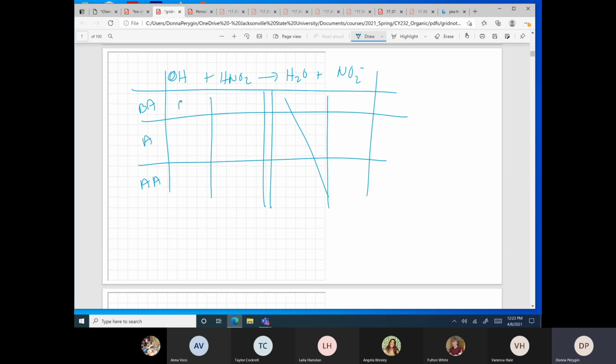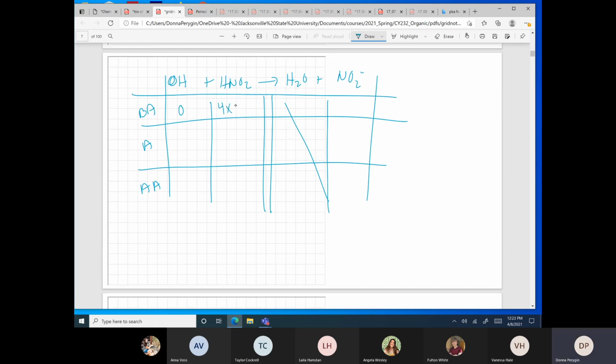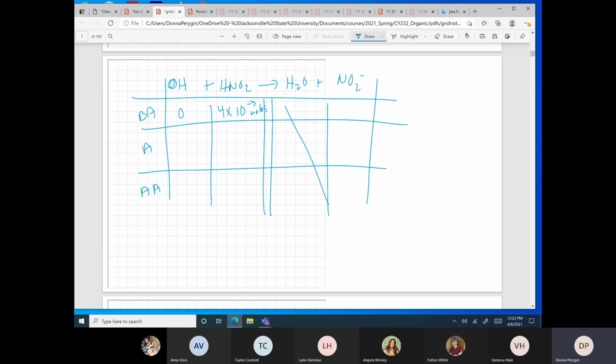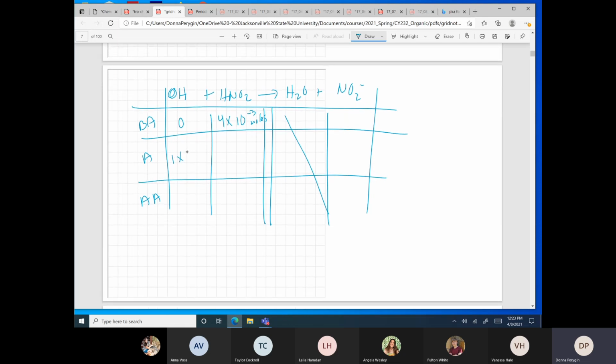Okay, so that's 0 on the hydroxide when we get started. We've got 4 times 10 to the minus third moles of this, and I'm going to leave the sig figs off here because I don't have room. We're adding 1 times 10 to the minus third moles of this.